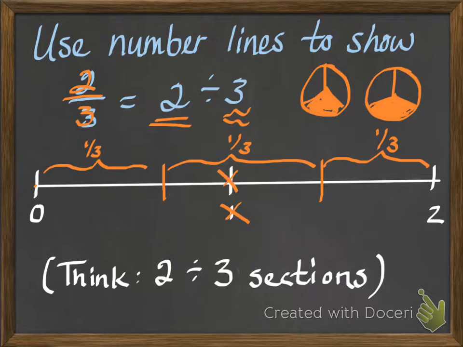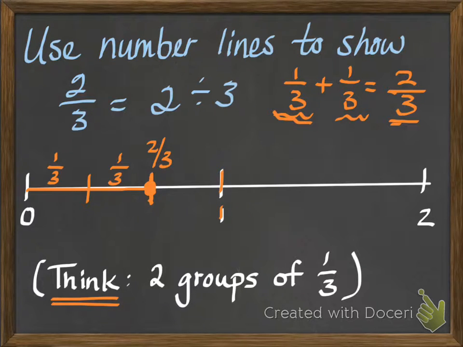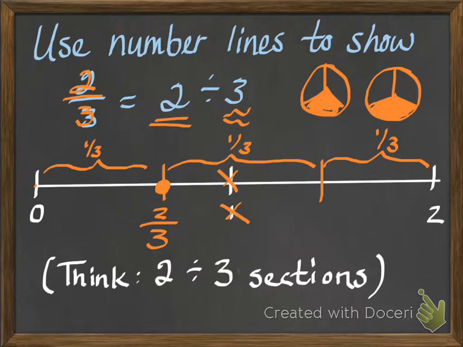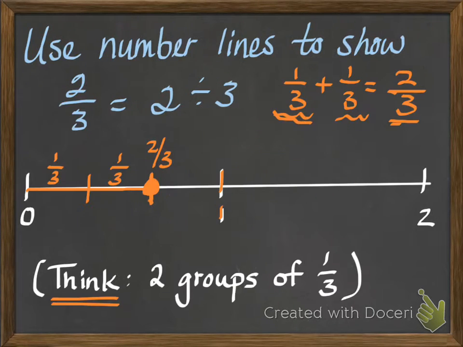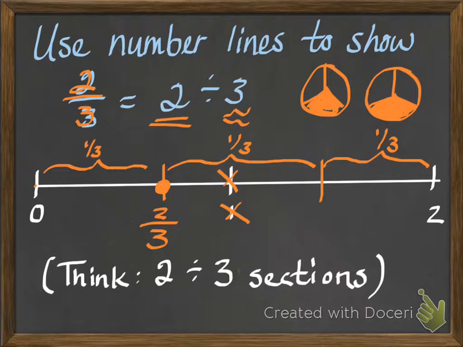So 1/3 plus 1/3 is going to equal 2/3, which is right here. My number line is still 2/3. It's the same thing that we just had before. We had 2/3. It's just a different way to find the same answer. Okay, I can think of it as two groups of 1/3, or I can think of it as the number 2 being divided into 3 equal sections. Whichever way is easiest for you to figure out is fine.